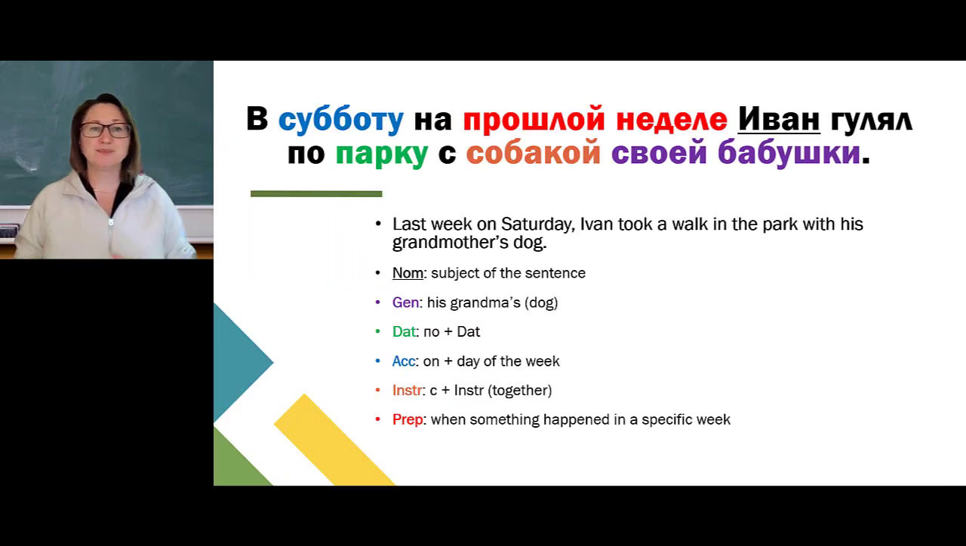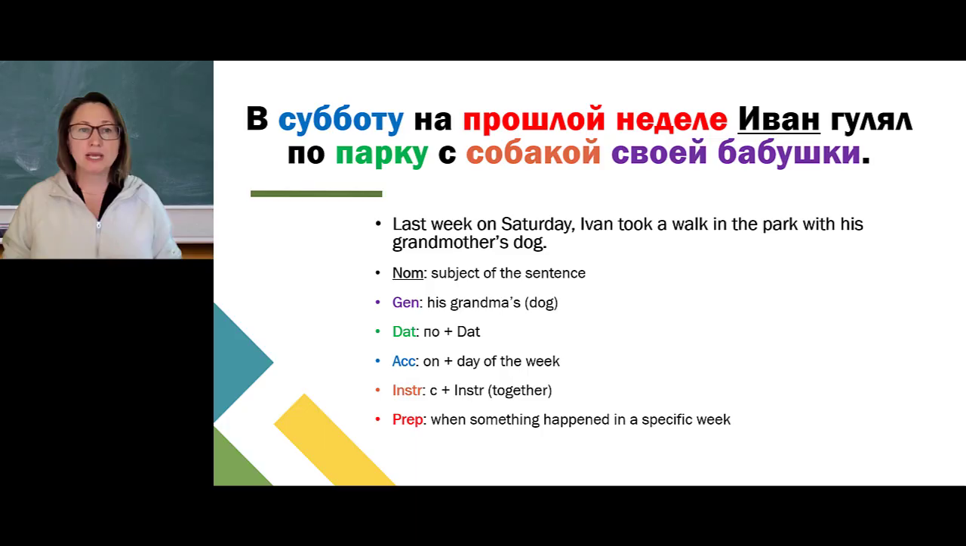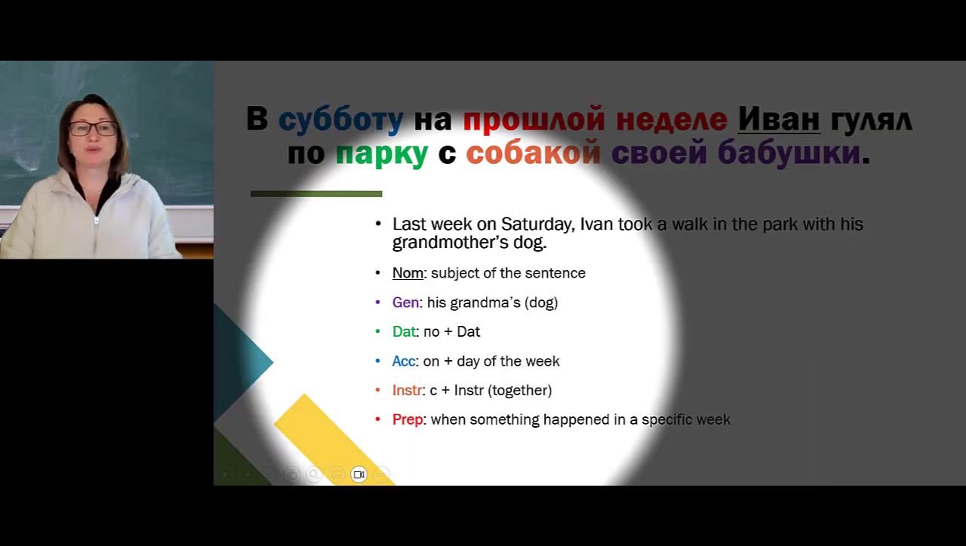So here we have, в субботу на прошлой неделе Иван гулял по парку с собакой своей бабушки. Which means last week on Saturday, Ivan took a walk in the park with his grandmother's dog. Okay, let's take a look what we have here.